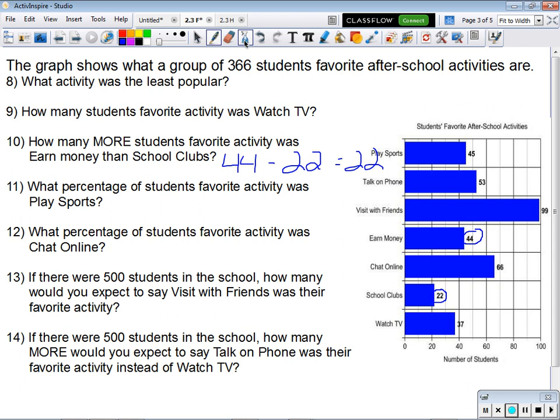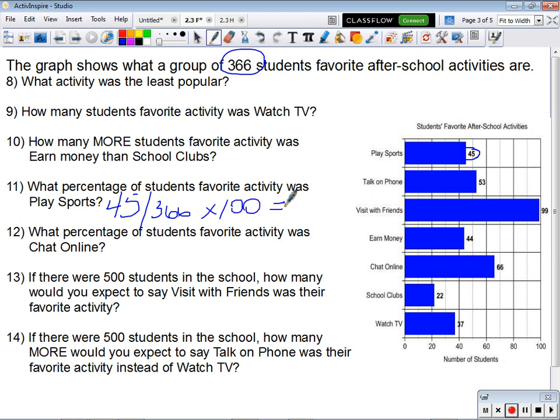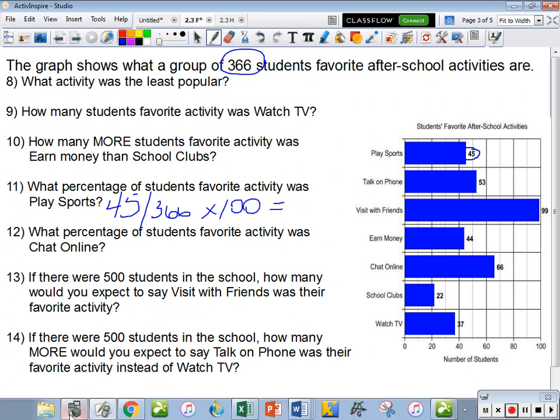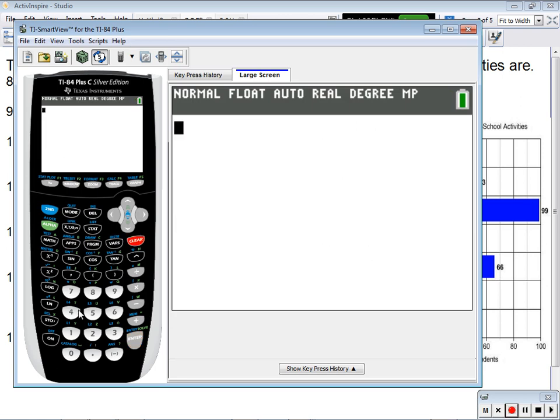For number 11, the question says, what percentage of students' favorite activity was play sports? So if you notice here, there were 45 students who said their favorite activity was play sports. So what I want to do here is I want to do 45 to convert this to a percent. I'm going to do 45 divided by the total, 366, times 100. So when I go to do that, I got my calculator here, so I'm going to do 45 divided by 366 times 100.